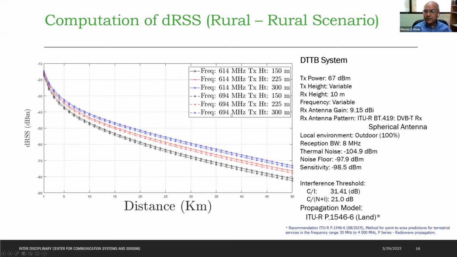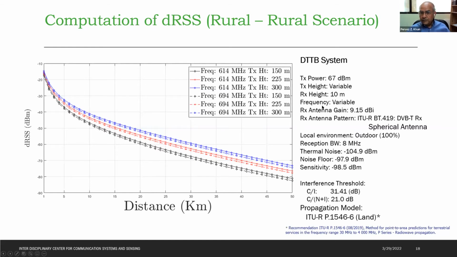Naturally, first we have to generate the values of DRSS. You can see the variation. We have taken different combinations of variables, like 614 megahertz as the lower border and 694 as the upper border. And the transmitter height of the TV tower is changed from 150 meters to 250, 300 meters. And you can see the variation of the signal from 1 kilometer to 50 kilometers.